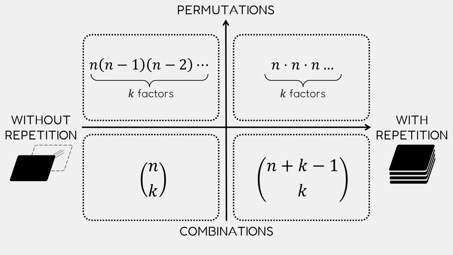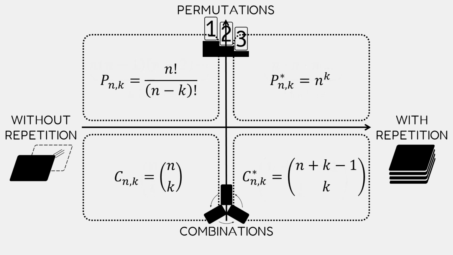To help remember, notice that permutations starts with a P for podium, which reminds us of ranking and order, while combinations starts with a C for circle, which reminds us of a group or set of objects. Also, because of these initials, a common notation for the formulas is the one you see here. It uses P for permutations and C for combinations. The asterisk means you are allowed to repeat a draw.